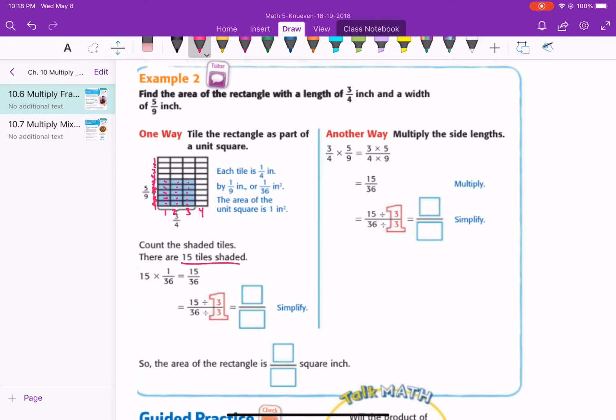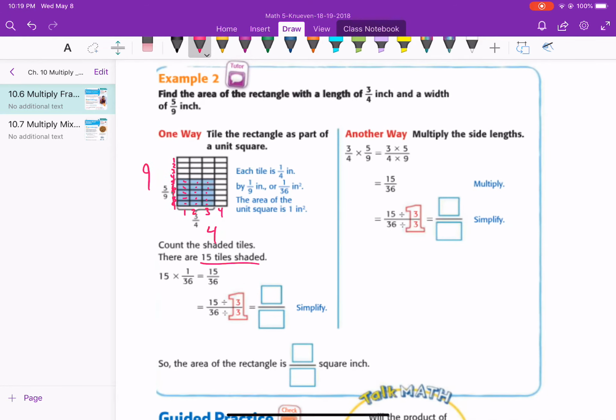Now, the question though is, out of how many? Well, it was 9 by 4 originally, so that means that there are 9 times 4 is 36, so that is our denominator. And here we have 15 over 36. Now that may look like I can't simplify that, but again, I need to find common factors.